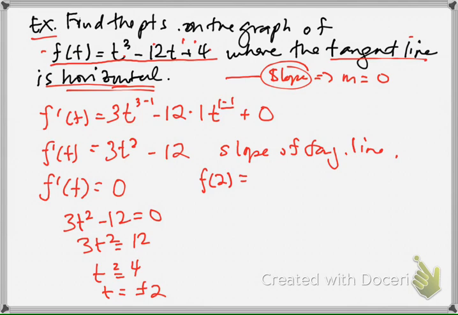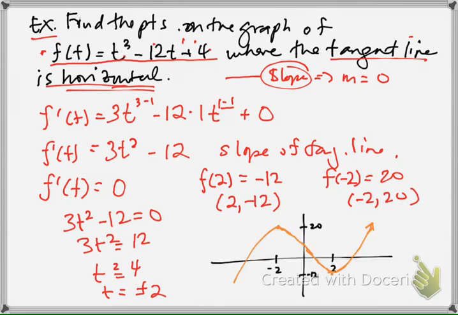So at f of 2, we have to find this value. This is back into our original function. Then we put in 2, and we get -12. So this point is 2, -12. And then f of -2, we put it back into our original function, is 20. And then we get -2 comma 20.